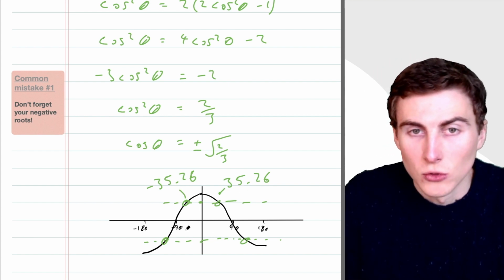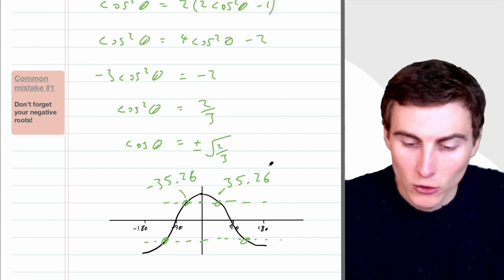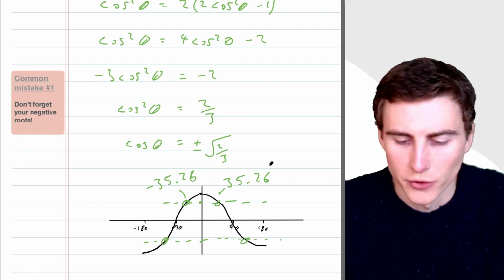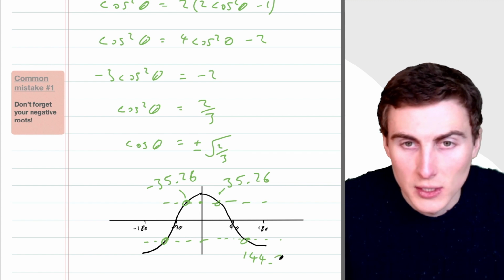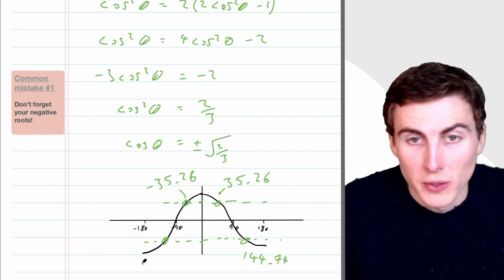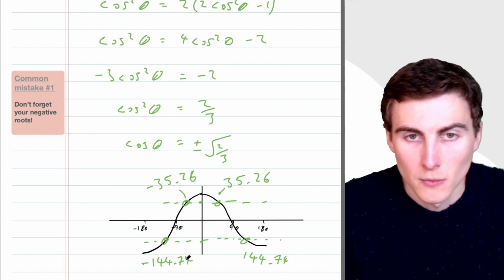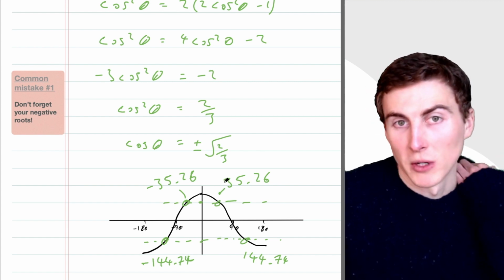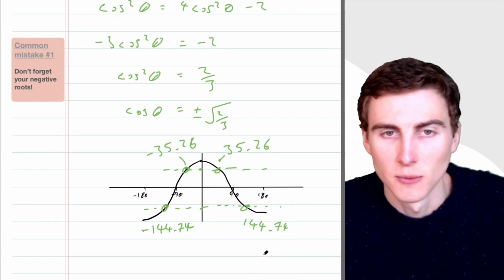And then for these two solutions, which remember are the solutions to when it's negative root 2/3, we now go back to the calculator and we put inverse cos of negative root 2/3, and that gives me 144.74 for this one. So over here it would just be negative 144.74. And that's it. These are our four solutions to the equation. So in the exam, I'll probably write out that theta equals these four things. But effectively, this is the answer.